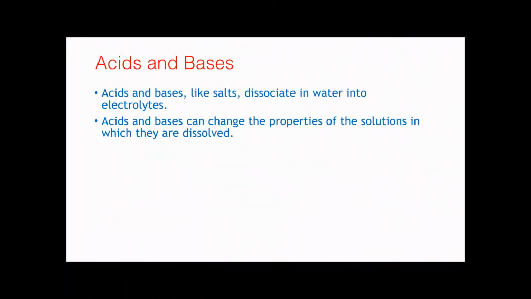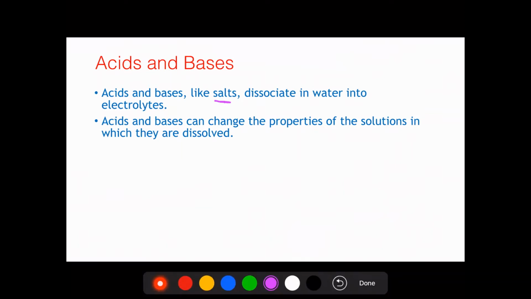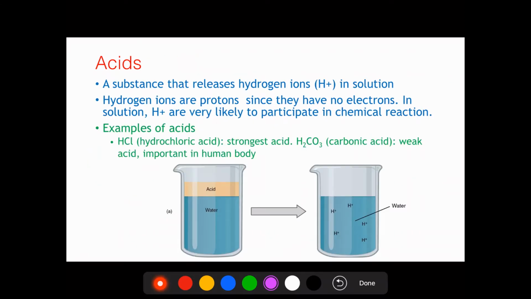Okay, let's talk now about acids and bases. These acids and bases, like salts, dissociate in water. When they are dissolved in water, they will turn into electrolytes. Think of electrolytes as ions, whether they are positive ions or negative ions. That's what happens when we put an acid or a base in water. And in water, they can change the property of the solution or the property of the water they are dissolved in. So let's see some differences between them.